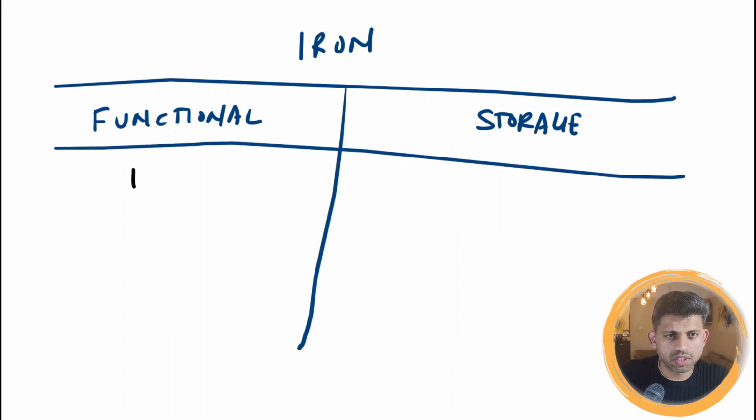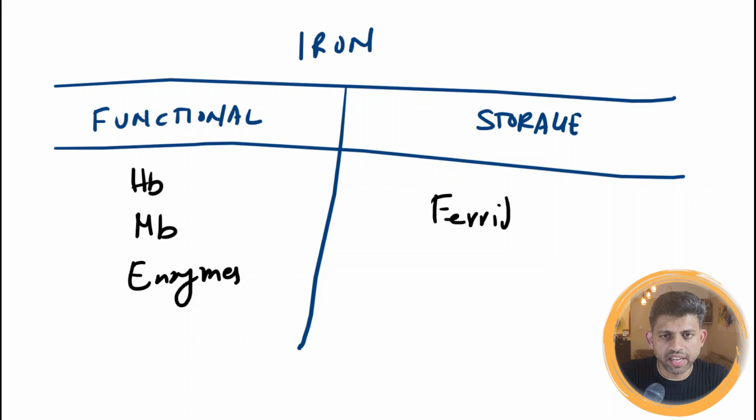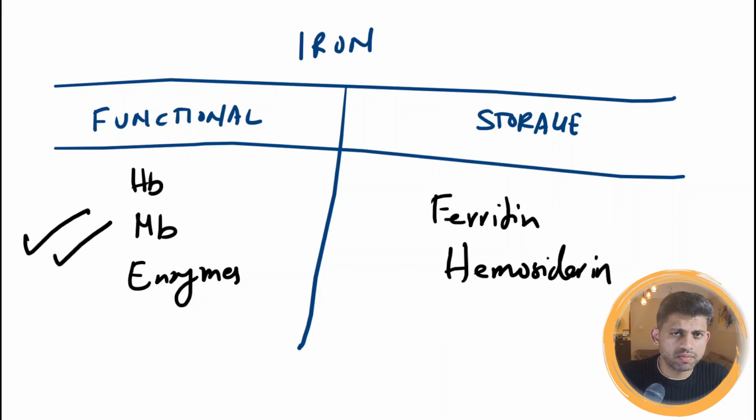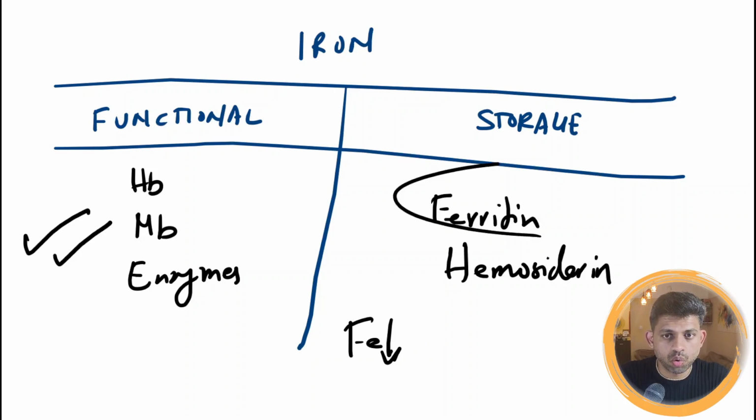Iron in our body can be divided into two pools: the functional pool and the storage pool. Functional pool includes iron in hemoglobin, myoglobin, and iron in some enzymes, while the storage pool mainly includes ferritin and hemosiderin. The functional pool is way more than the storage pool, but whenever there is an iron deficiency, the storage pool reduces first. So, ferritin is one of the earliest indicators of iron deficiency.